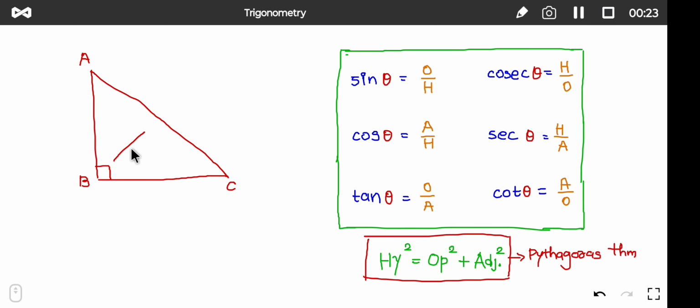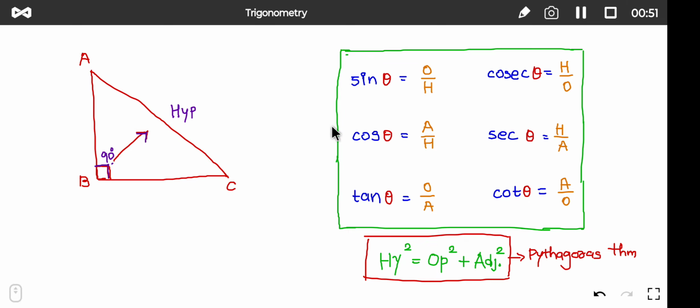The right angle, whatever is there, okay? So in this triangle ABC, B is a right angle. The opposite side of this right angle is called the hypotenuse. Here the angle B is 90 degrees, so the opposite side of this 90 degrees is AC, and that is called the hypotenuse. Okay, that is the longest side of the triangle ABC.